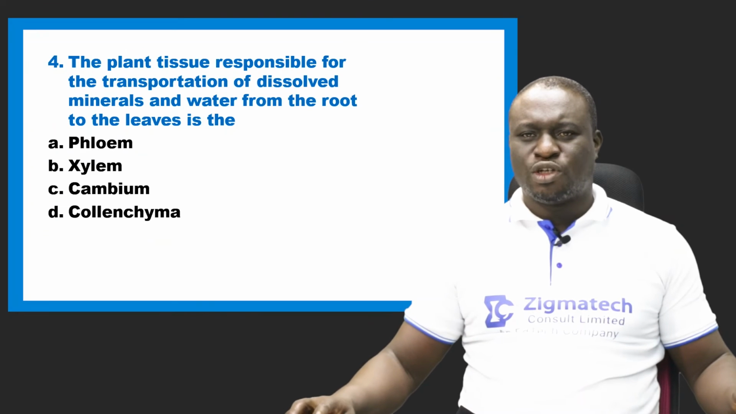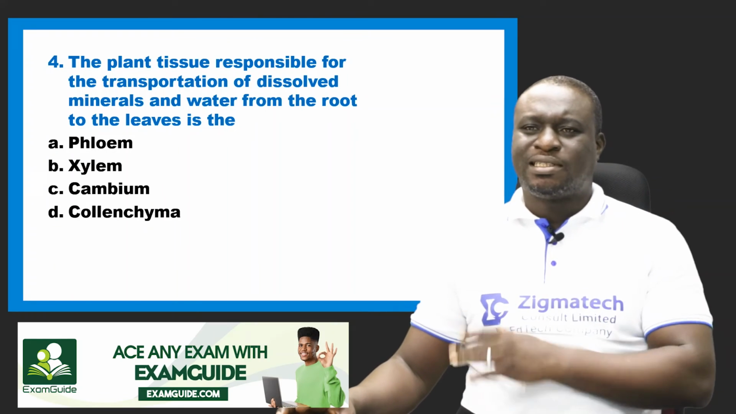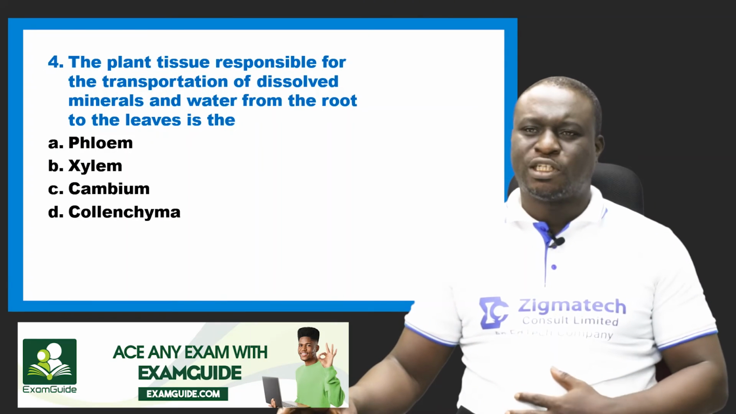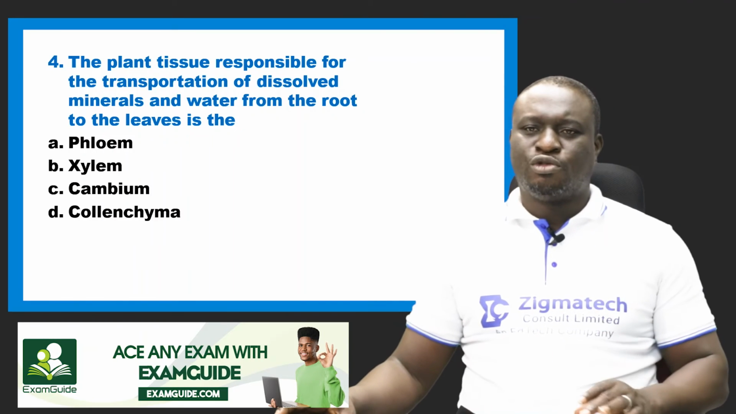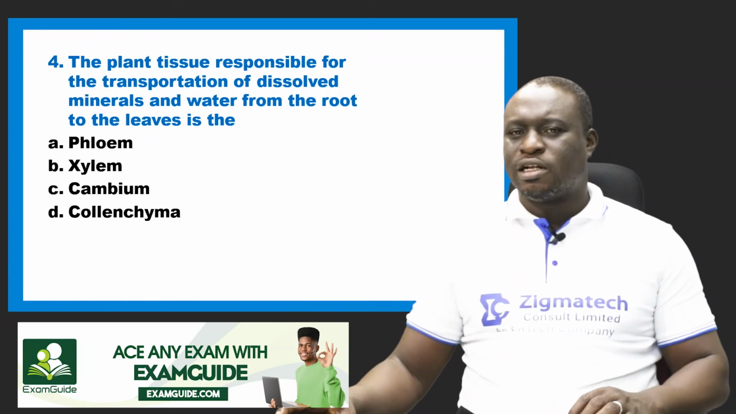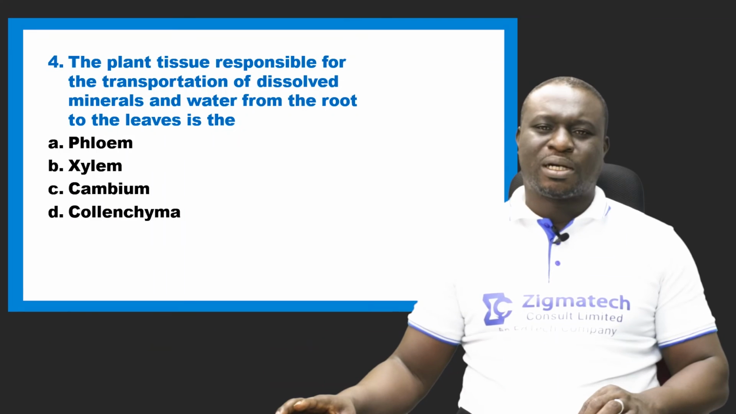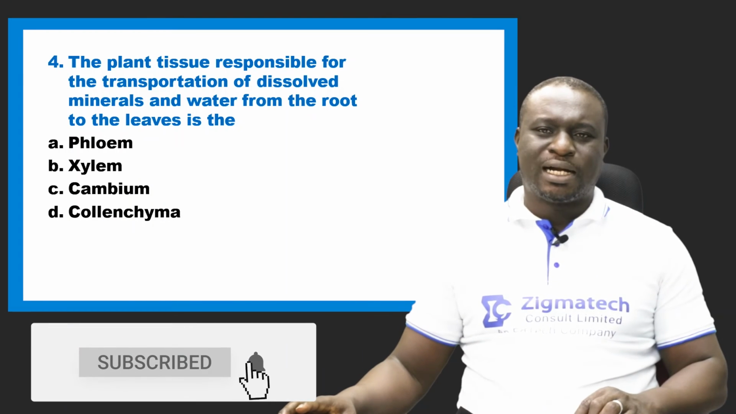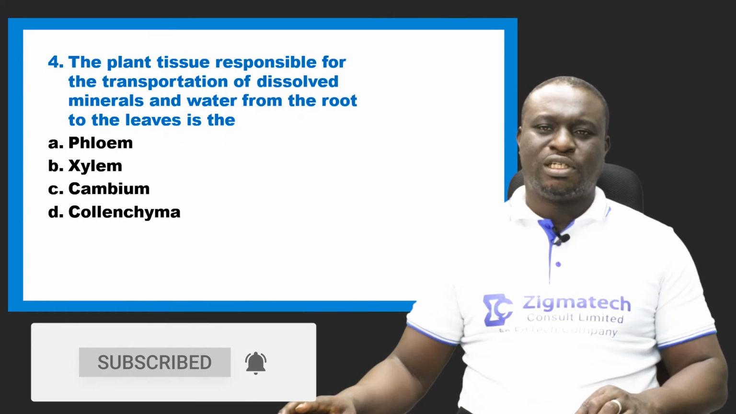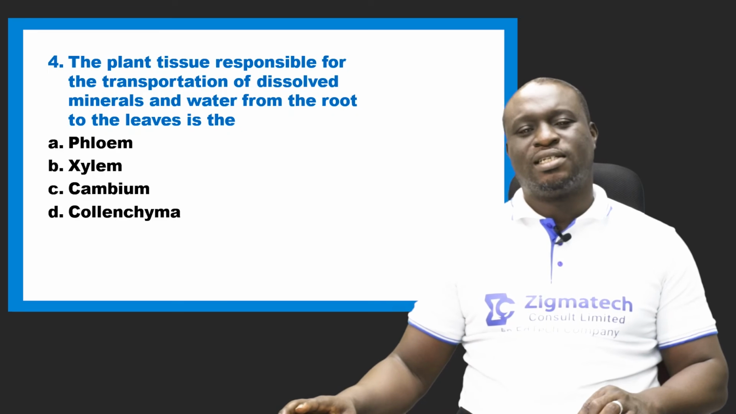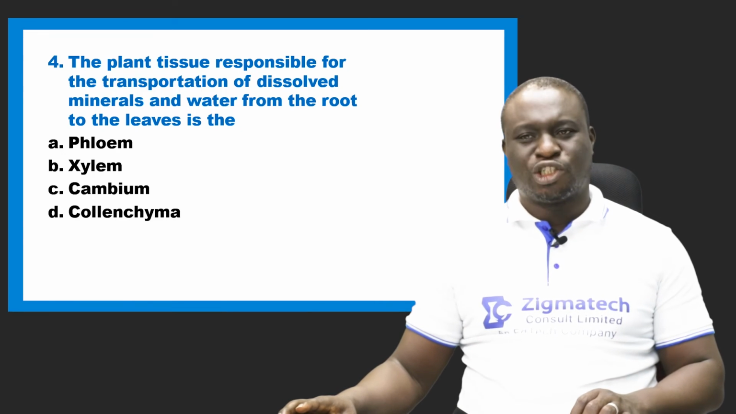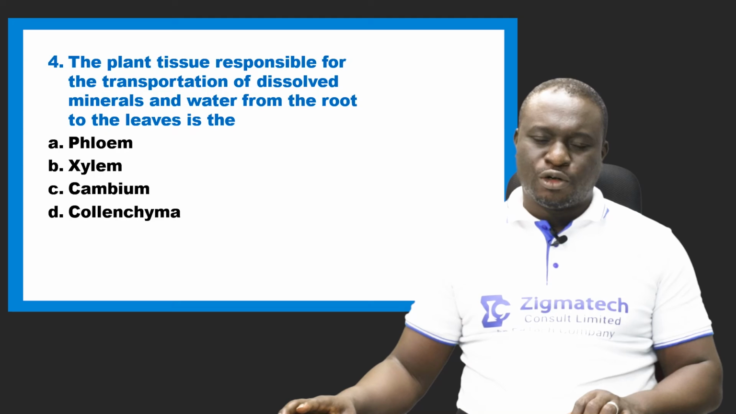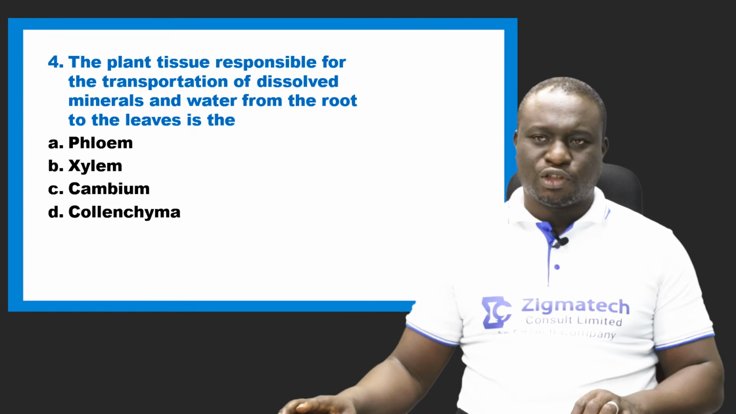And then finally, question 4 for now, the plant tissue responsible for transportation of dissolved minerals and water from the roots to the leaves is what? It is not the phloem, it is not the cambium, it is not even the Collenchyma. The correct option to this question is the xylem tissue. So the xylem tissue is responsible for conduction of water and dissolved mineral salts from the roots to the leaves of plants.